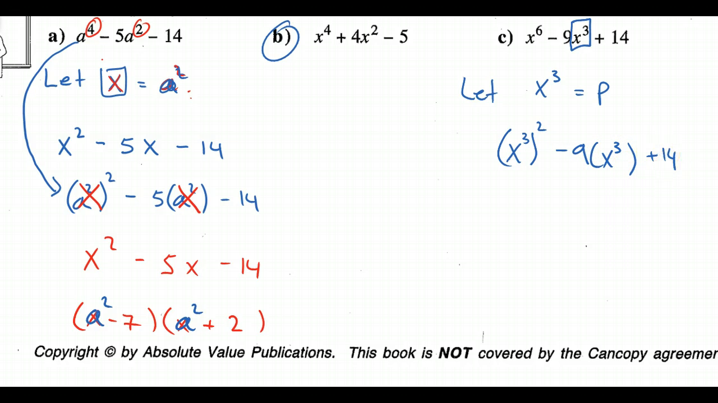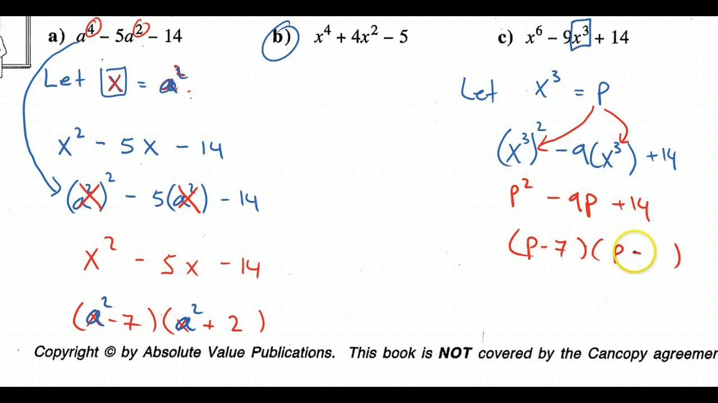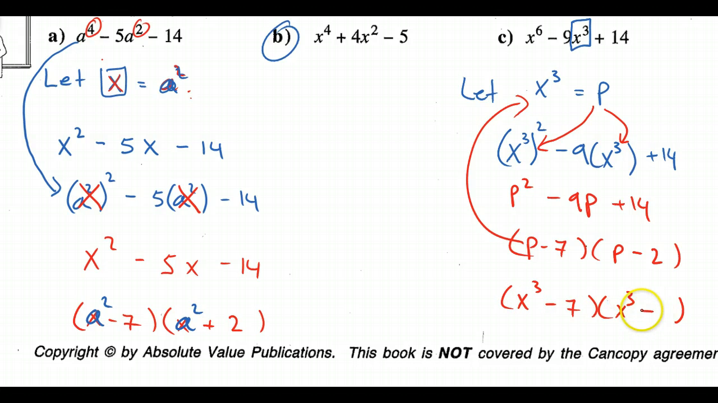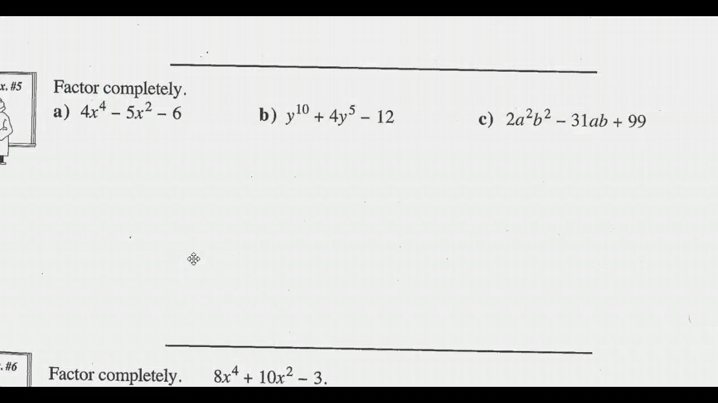And now I can go ahead and replace all those x cubes with a p. So it's going to be p squared minus 9p plus 14. And then you can factor this into (p minus 7)(p minus 2), and then finally substitute back, instead of p, get back to the x cubed. So it's (x cubed minus 7)(x cubed minus 2). Okay, jump to example number 5.